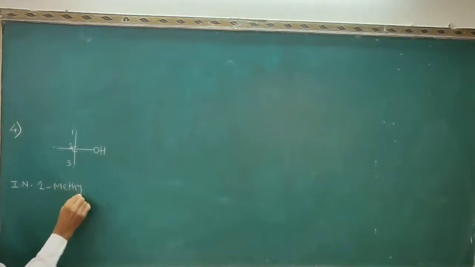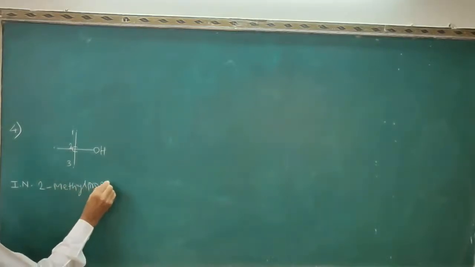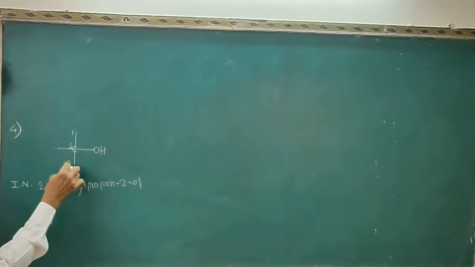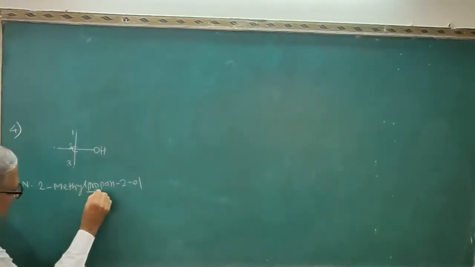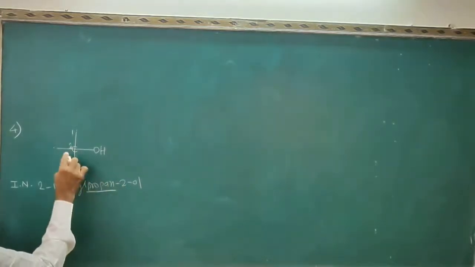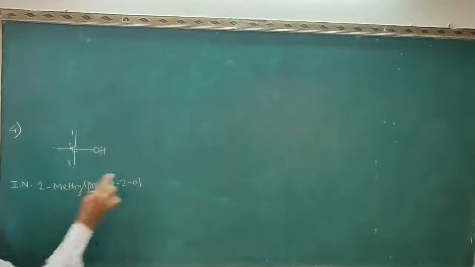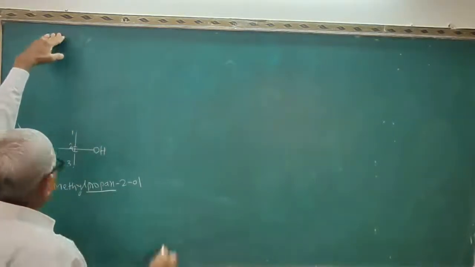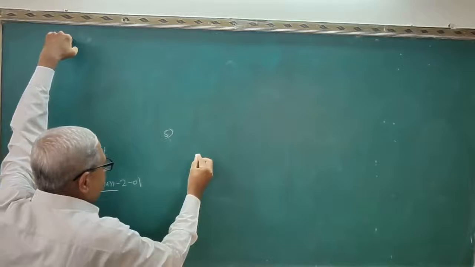This is 2-methyl propane 2-OL. See, 3 carbon atoms are in a straight chain. Therefore, it is a derivative of propane. OH group is attached to the carbon number 2. Therefore, E is substituted by 2-OL. Substituent is present at the carbon number 2. Substituent is methyl. Therefore, the IUPAC name is 2-methyl propane 2-OL. Take the next example.